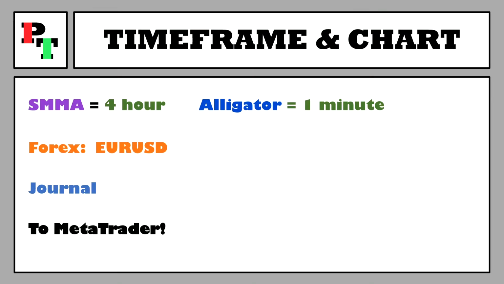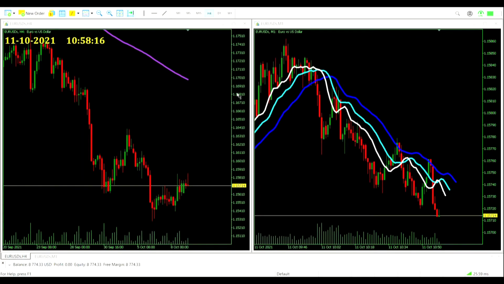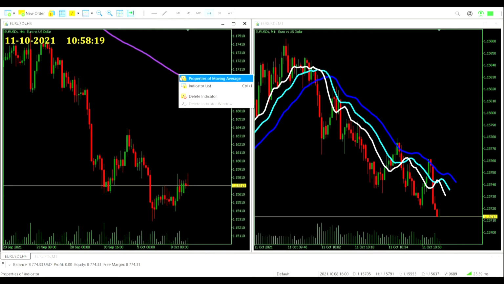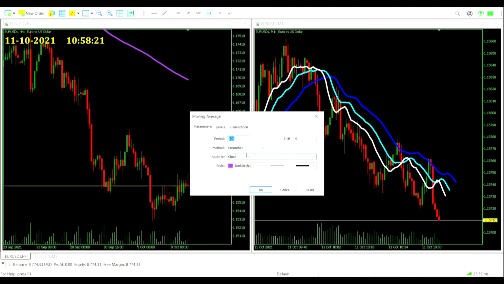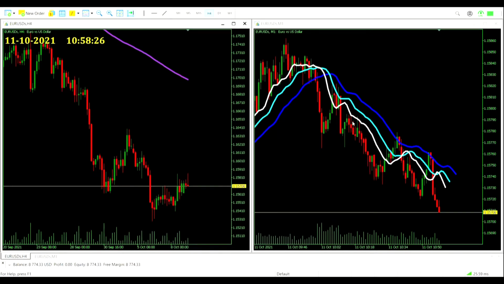That's all the rules and information we need for the strategy, so why not? Let's jump into the platform and give it a go. We do have our Euro US dollar charts pulled up. On the left is the 4-hour chart with our 100 period smooth moving average. And on the right, of course, the Alligator indicator.